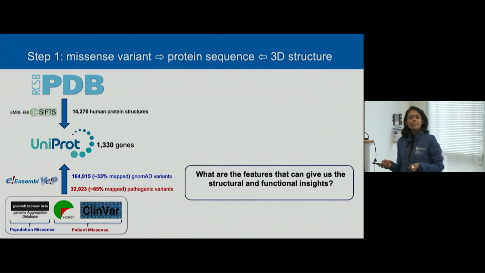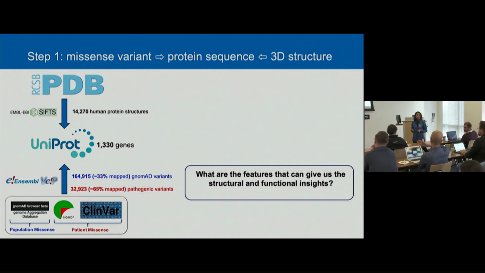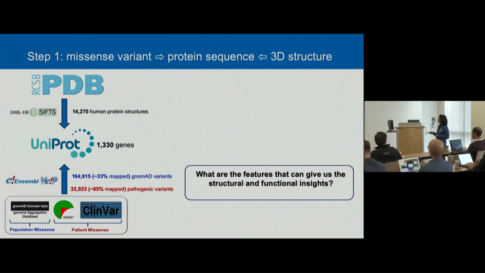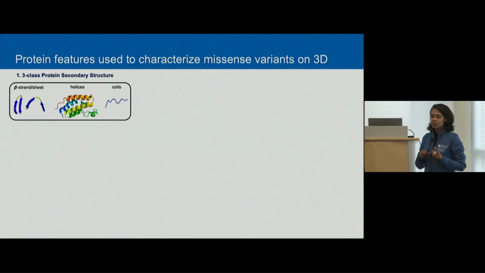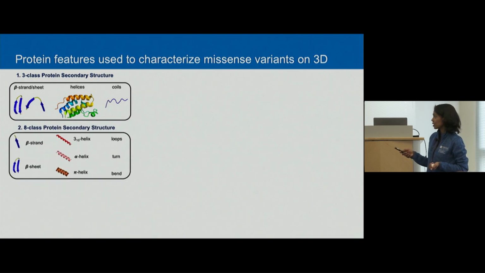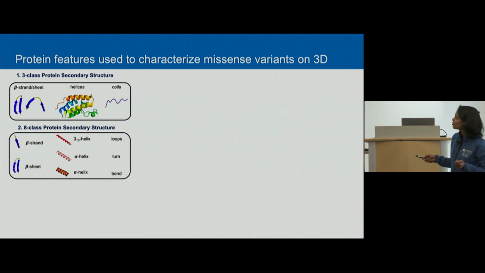Just to be clear, the reason you fail to map is because that amino acid is not present in the structure. Yes. So after having this pipeline ready, we asked what features can give us structural and functional insights besides protein domain. We collected a large variety of protein features, including 3-class protein secondary structure information. We also collected 8-class secondary structure information, because we only see these pointers, spiral shapes, and flexible things, but the spiral shapes can be 3 different types with different structures. Their number of interactions is different, so they can have different contributions.